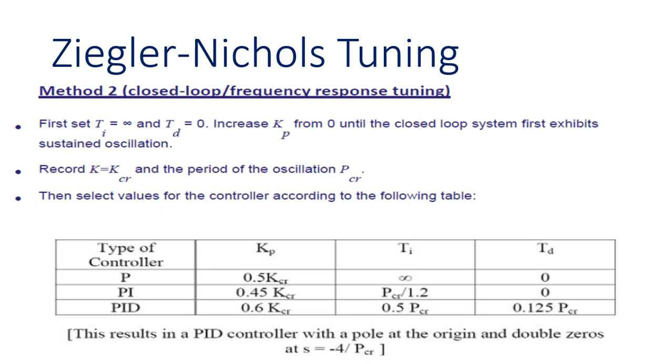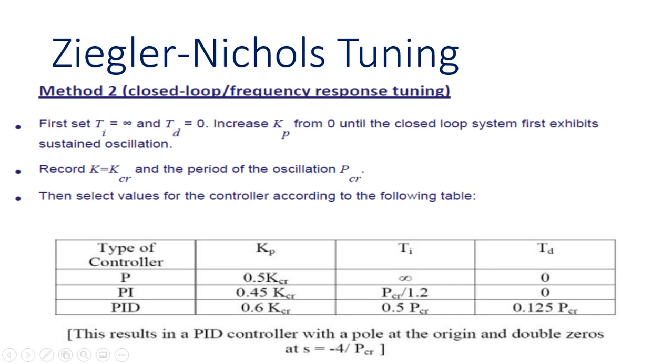Now the second method is known as closed loop or frequency response tuning. So what you do here, you first set your integral action equal to infinity and derivative action equal to 0. You just increase Kp in the system, or just increase the proportional gain from 0, until the closed loop system first exhibits sustained oscillations. Now record this gain, which gives you sustained oscillation, and the period of the oscillation, that is PCR. Then select the values of the controller according to this table. So you have to use that table and that's it.